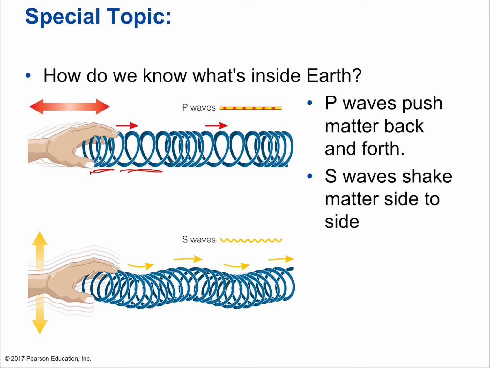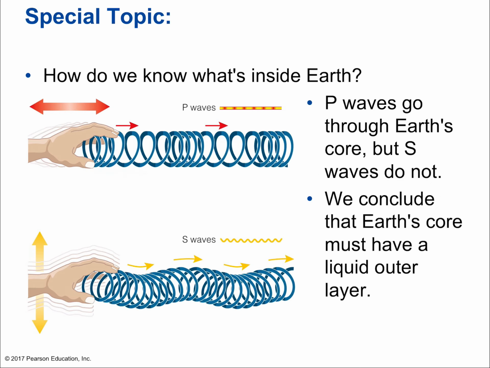An S wave, on the other hand, is where you wave the slinky up and down. And this would work with a string as well. Here the wave actually travels as basically a deformation away from a baseline, which would be the slinky at rest. So here, the change is in the vertical direction rather than the change in density. So one pushes matter back and forth, and the other shakes matter side to side.